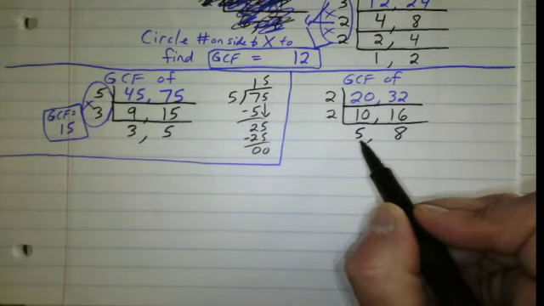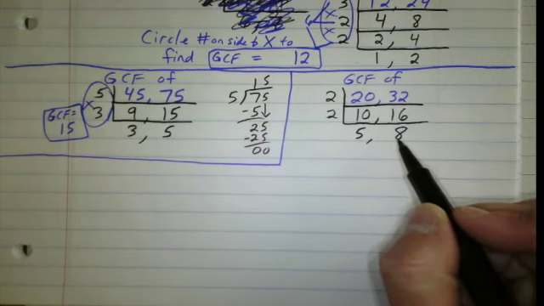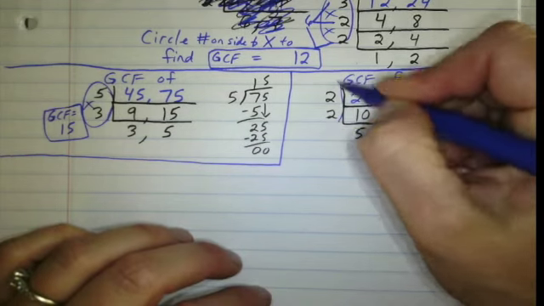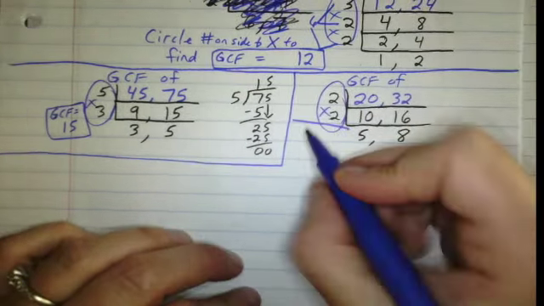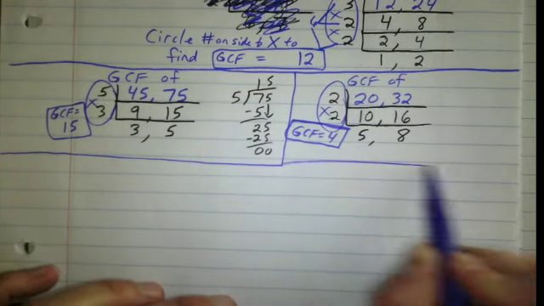5 is prime. The only numbers that go into it are 1 and 5. And if you try to divide 8 by 1 or 5, is it going to make it any smaller? Nope. So you are done. Remember, you circle the numbers on the side and you multiply them. Don't add them, you multiply them. And your GCF is 4. I guess in this example, if you accidentally added them, you would still get 4. But you're just supposed to multiply the side to get greatest common factor. That's why I like the ladder method.